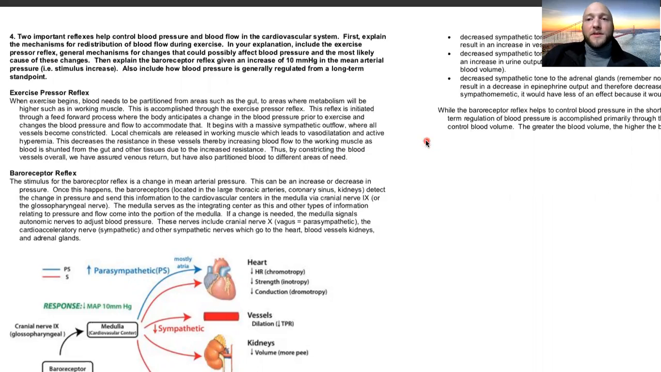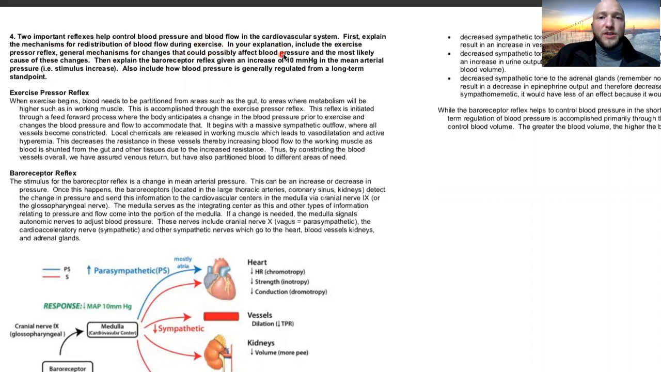This video is going to cover Lecture Exam 3 Group Problems, Part 2. So, two important reflexes help control blood pressure and blood flow in the cardiovascular system. First, explain the mechanisms for redistribution of blood flow during exercise.